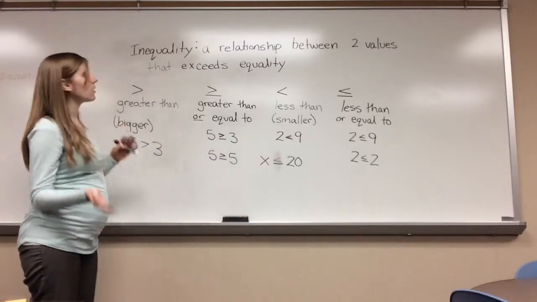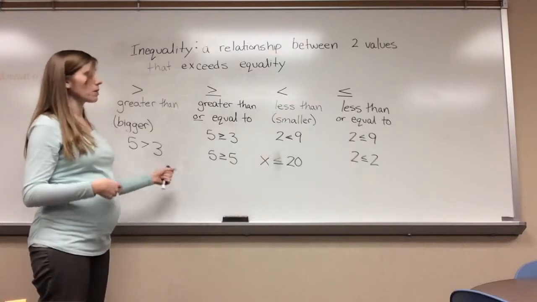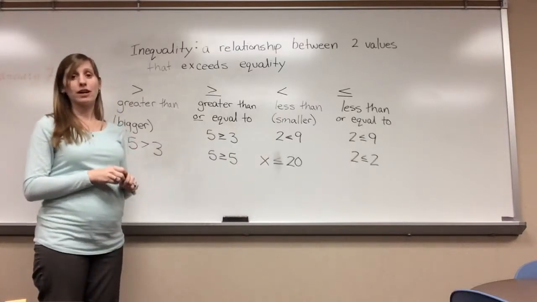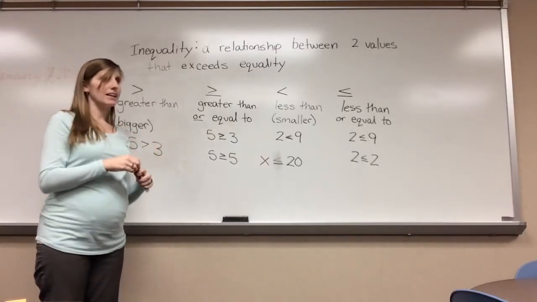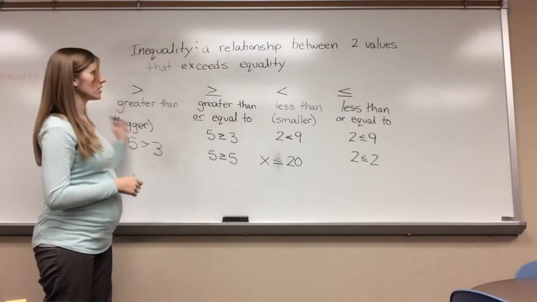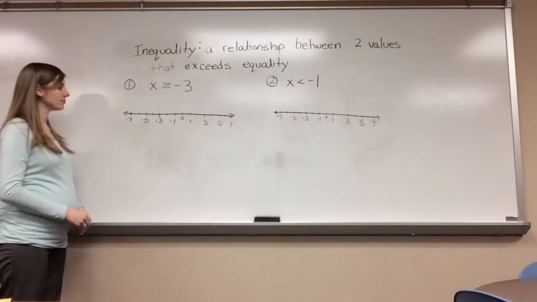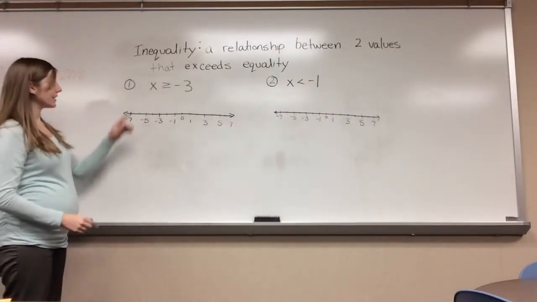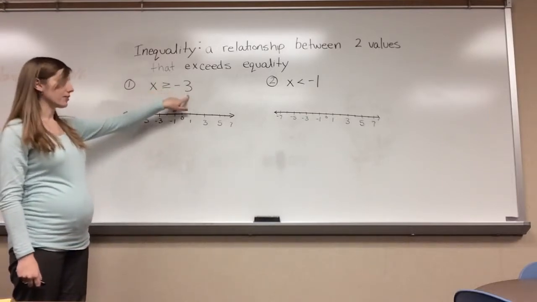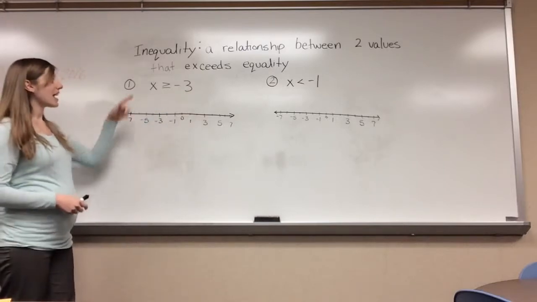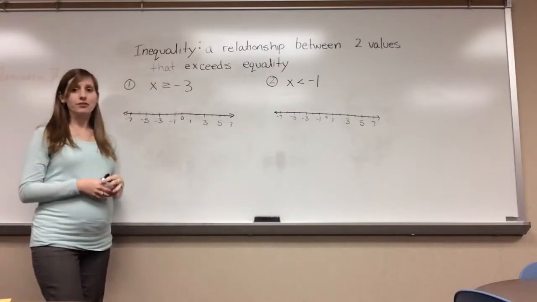Okay, so at this point we're going to go ahead and start looking at some of our examples together, starting with problem number 1, and then we're actually going to be graphing them on a number line, and talking about what it looks like in the math world instead of just for real life situations. For problem number 1, our inequality is x is greater than or equal to -3. Okay, so that means any number that's bigger than or the same as -3 is a solution for this inequality.